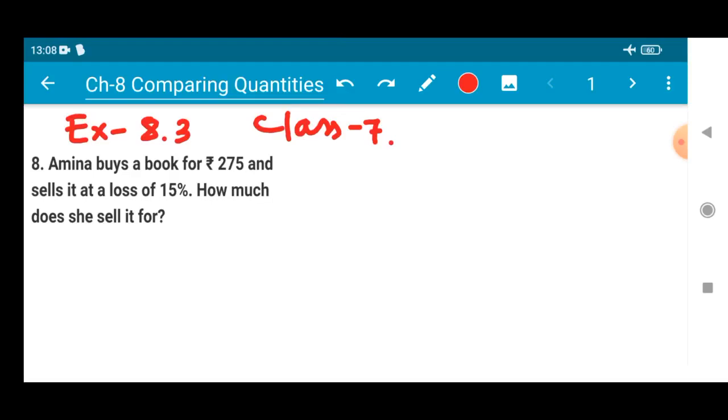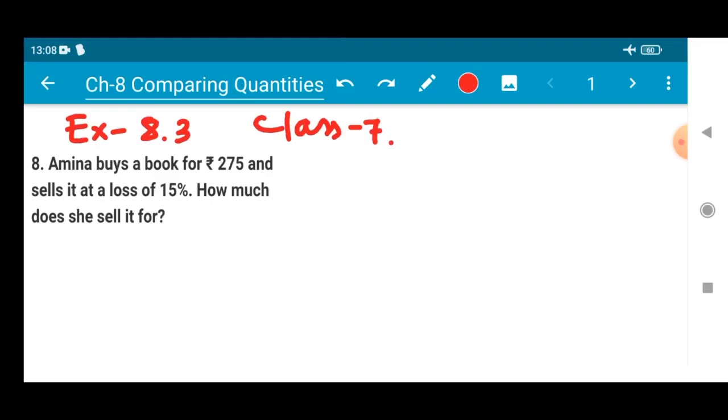So question number 8 states that Amina buys a book for rupees 275 and sells it at a loss of 15%. How much does she sell it for? That we have to find. Very simple, very logical question. We have done this sum in the previous question also.